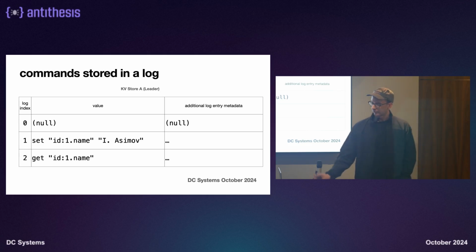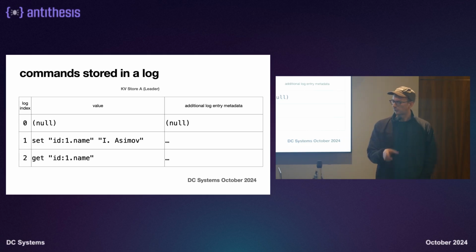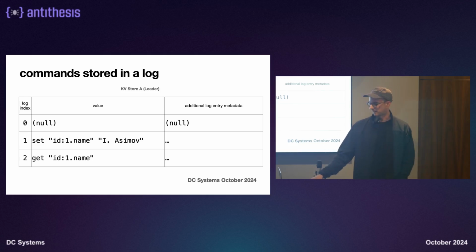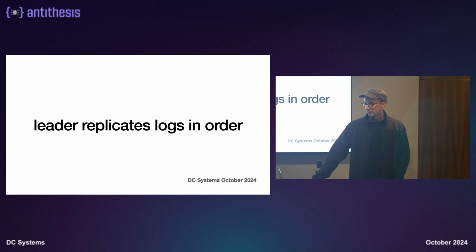The leader will take each of these commands, the client set and get, and store them in a log in the order that it receives them. So first we ran that set command against the cluster, and then we ran the get command, and that's how the leader stores these as a history in a log. And the leader handles replicating that to all the other nodes in the cluster in order.